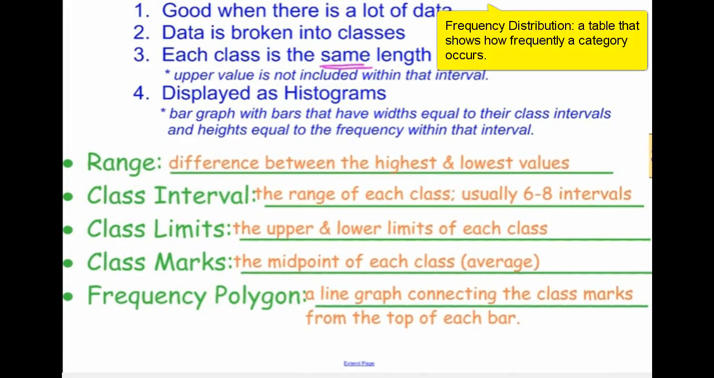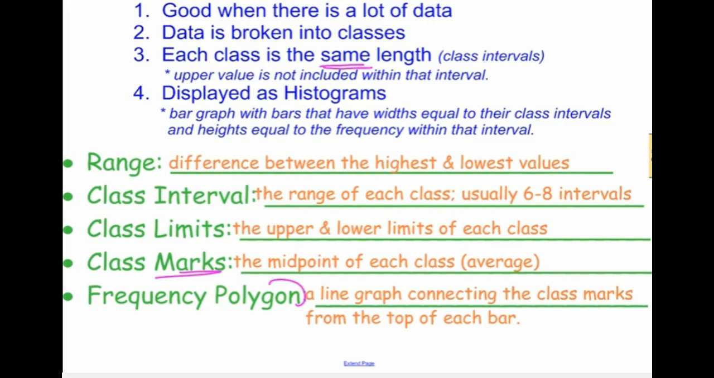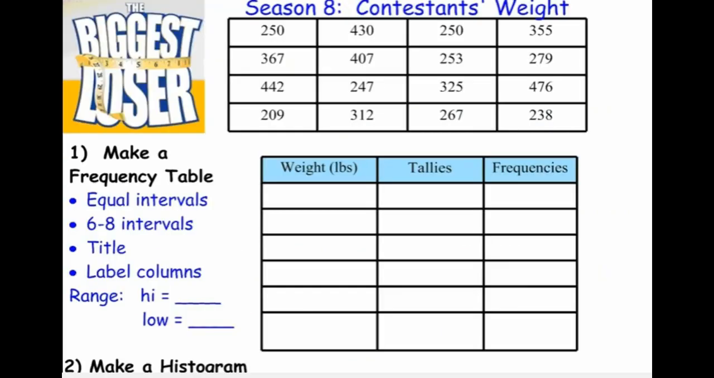Here's some definitions. You know what range is, difference between the high and the low. Class intervals, the range of each class. Usually you try to have between 6 and 8 intervals that you're going to organize your data into when you do your tallying. Class limits, the upper and lower limit of each class. The class mark is that midpoint. When we saw that frequency polygon, that line plot, it was connecting the midpoints. The frequency polygon is that line graph, and it pretty much works off the class marks. So you might want to hit pause so you can fill in all that information. I'm going to go on.